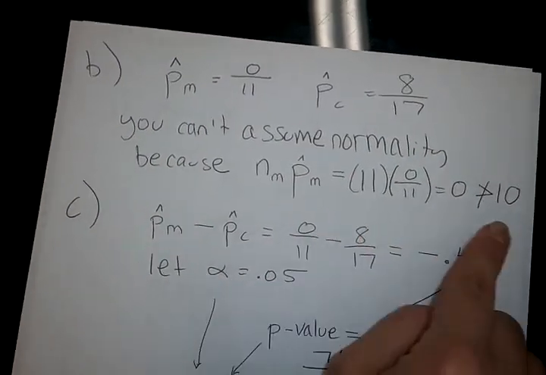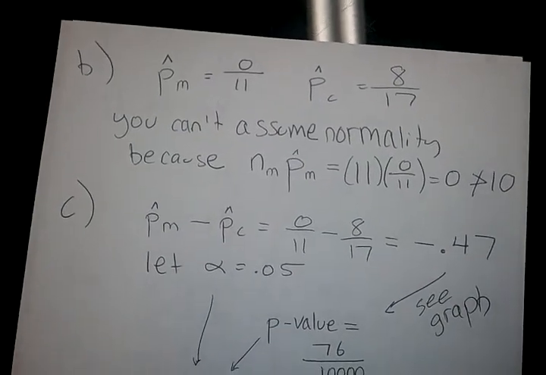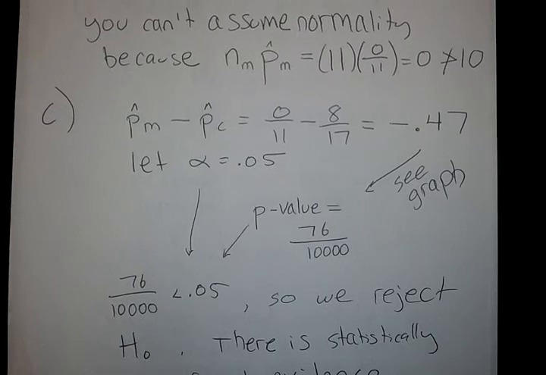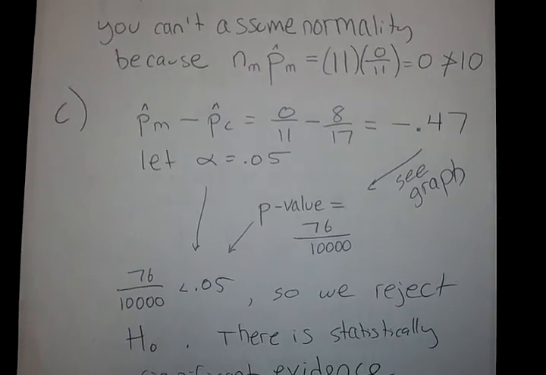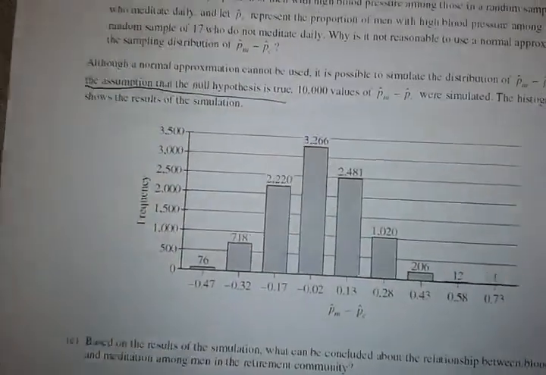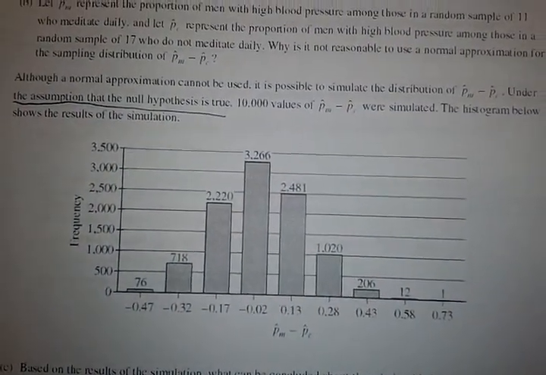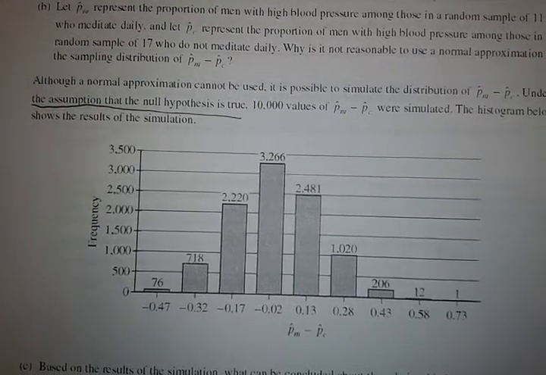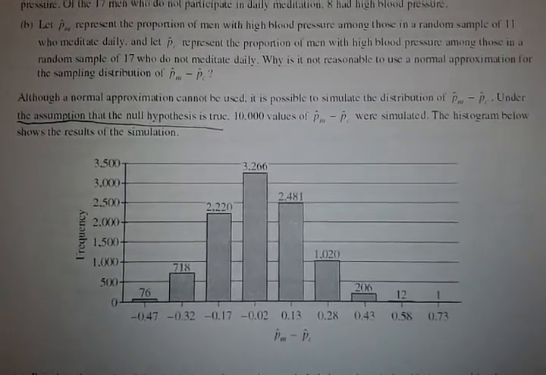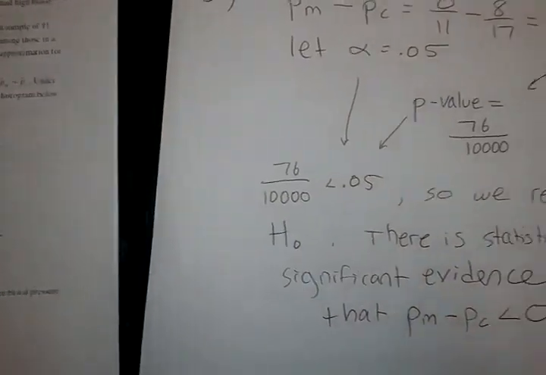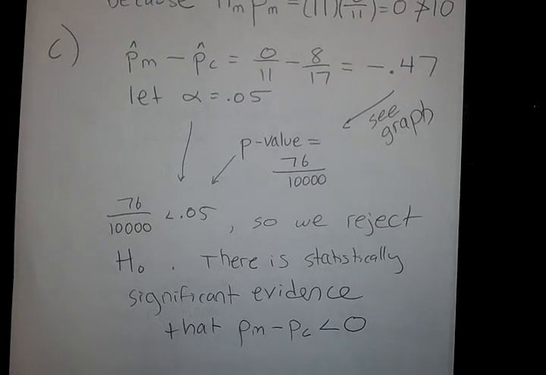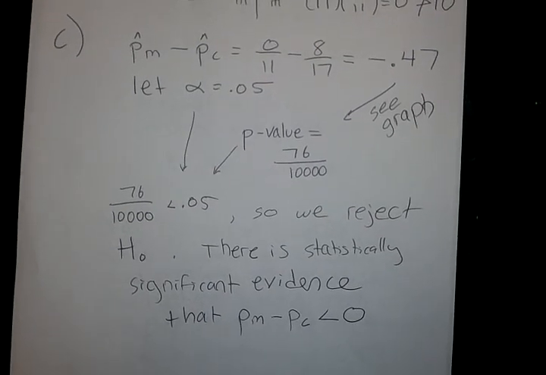equal to 10 here. And then under part C it says, although a normal approximation cannot be used, it is possible to simulate the distribution of P hat M minus P hat C. Under the assumption that the null hypothesis is true, 10,000 values of P hat M minus P hat C were simulated. The histogram below shows the results of the simulation. And then the question is, based on the results of the simulation, what can be concluded about the relationship between blood pressure and meditation among men in the retirement community?